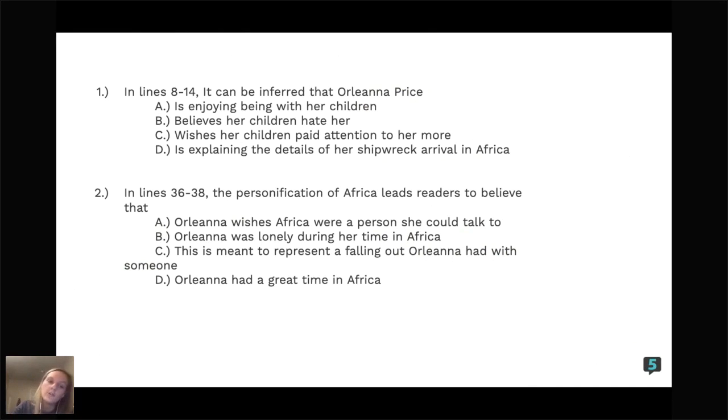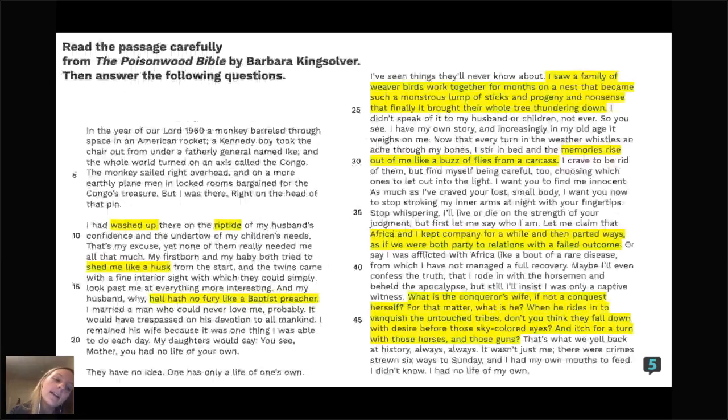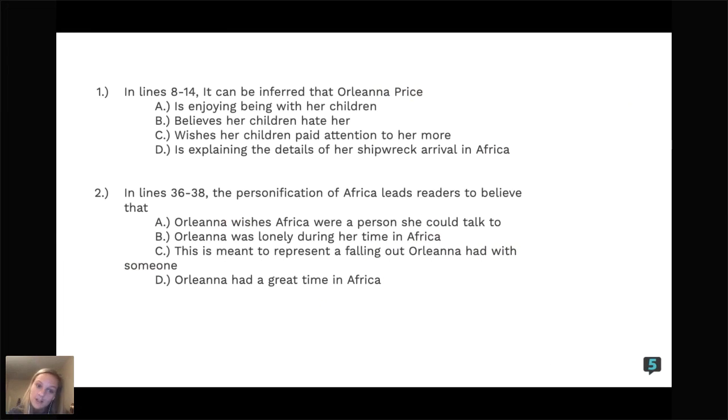So answer choice A is that Orleana Price is enjoying being with her children. If we go back to the passage at line 9, it says, "I'd washed up there on the riptide of my husband's confidence and the undertow of my children's needs." Undertow isn't exactly something that you should look for. You should be careful of an undertow because it'll pull you out to sea and probably kill you. So obviously the word undertow has a negative connotation to it. So she is not enjoying being with her children at that time.